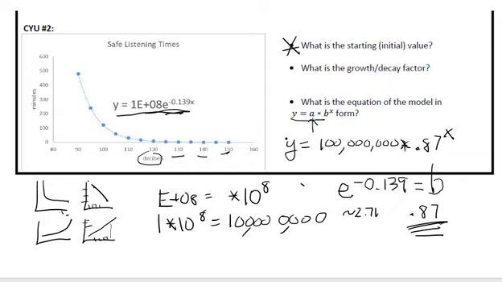So this is the amount of time that you can listen without damaging your ears, equal to this times 0.87 raised to the X power. And this here is minutes. So basically, it's saying you can listen forever if it's very soft noise. But as the noise goes up, you get less and less time. So like here, you can listen for like 80 minutes if the decibels are 100 right here.